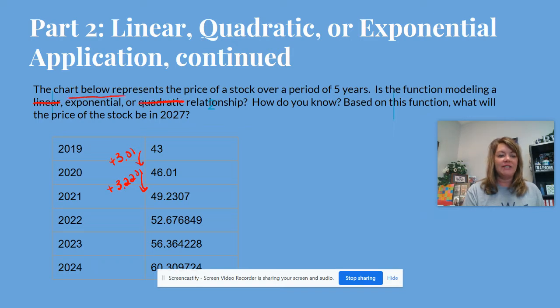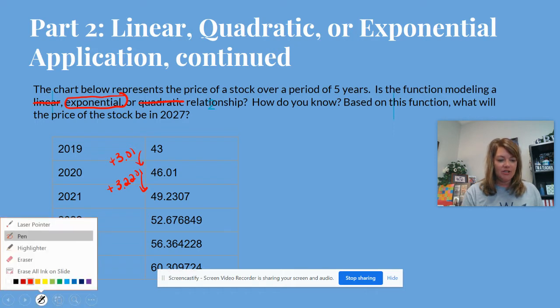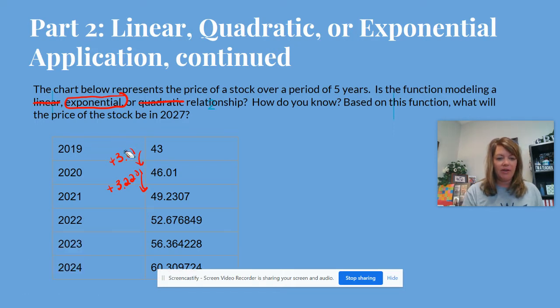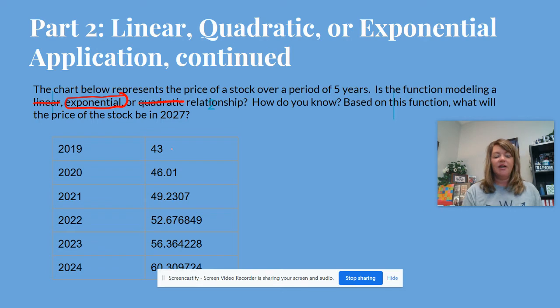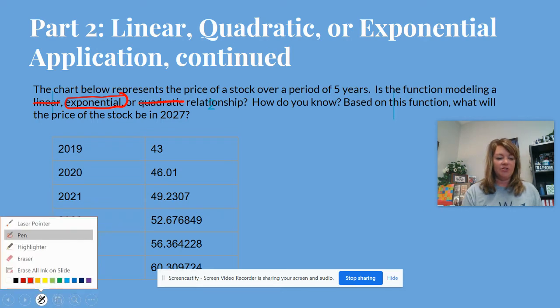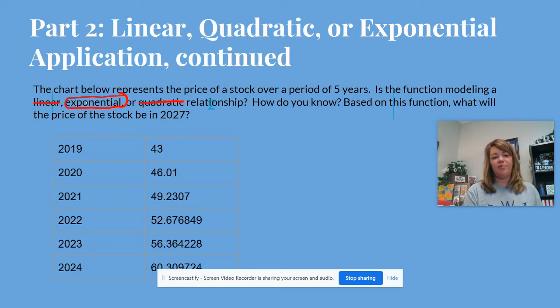And that means it's exponential, but I'm going to need to know why, right? I'm going to get rid of these guys because that is not helping us at all. Okay, so let's go back and figure out the exponential situation. We know, just by process of elimination, that it's exponential. But let's figure out why.